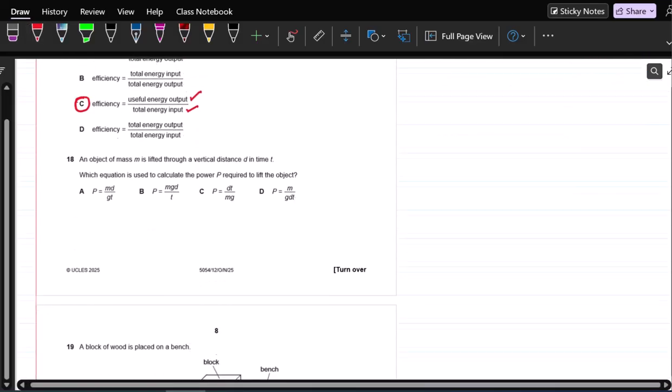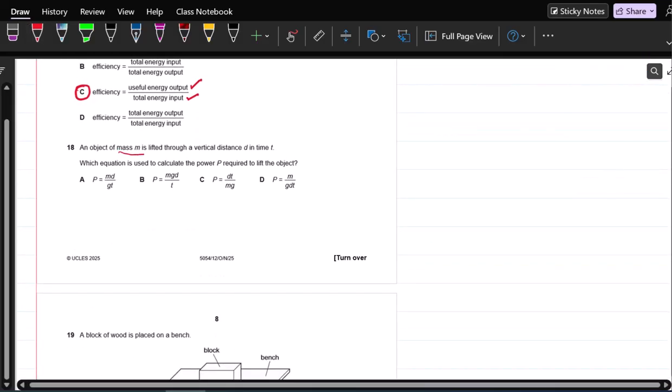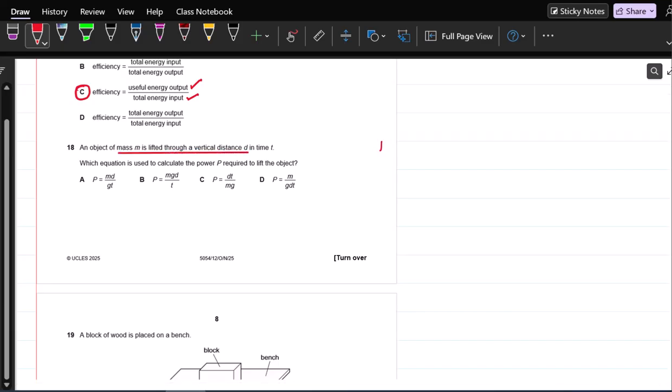Moving to question 18, an object of mass m is lifted through a vertical distance d. So here I have an object of mass m. It is lifted in the upward direction. So this is the distance d. The time taken during this is t. So which equation is used to calculate the power required to lift the object?